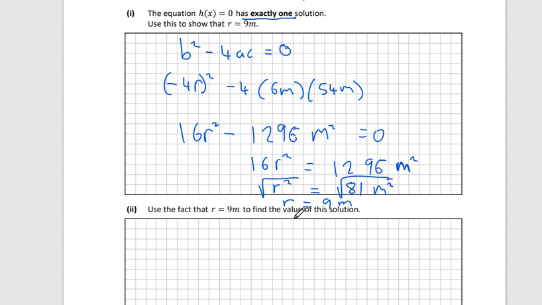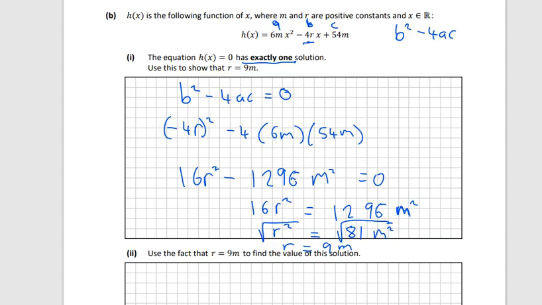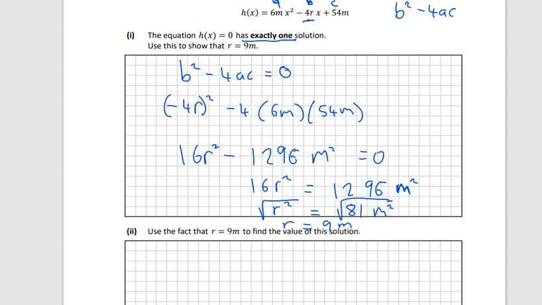Use the fact that r equals 9m to find the value of this solution. Well, we're just going to put in 9m instead of the r. Therefore, h of x is equal to 6mx squared minus 4 times 9m x plus 54m. And we're letting that be equal to 0.